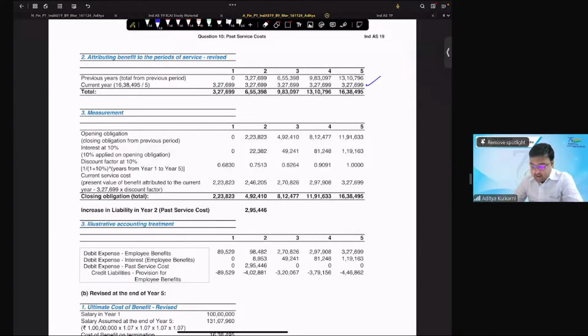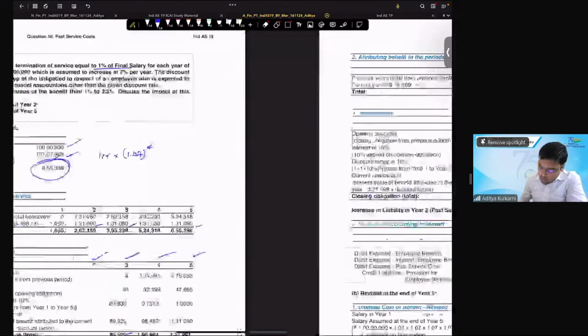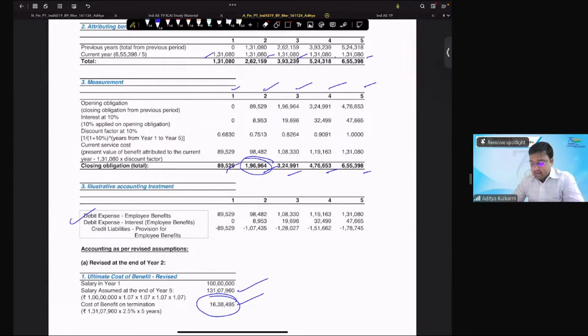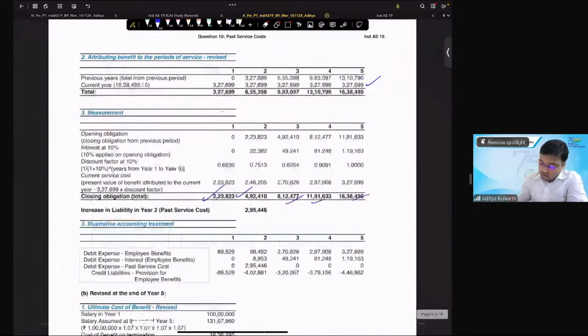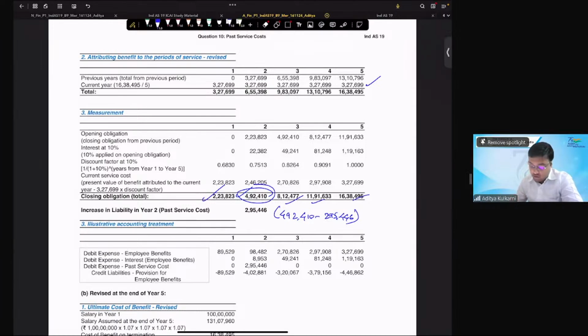All right. Now suppose the change happens in year 2. Year 1 is the same rate, 3,27,699, and then 4,92,410. This will go on building up to 16,38,496. So now, what was your cost earlier? 1,96,964. Correct? This is the original plan. Any doubts here? No, sir. The revised plan is 492,410. Assuming there is a plan change in year 2, 492,410 minus 196,964. My bad, not 295.